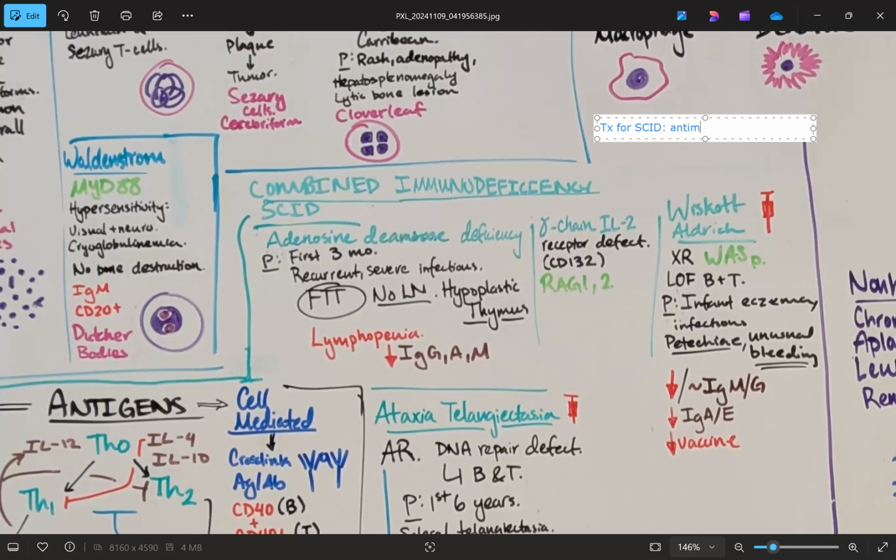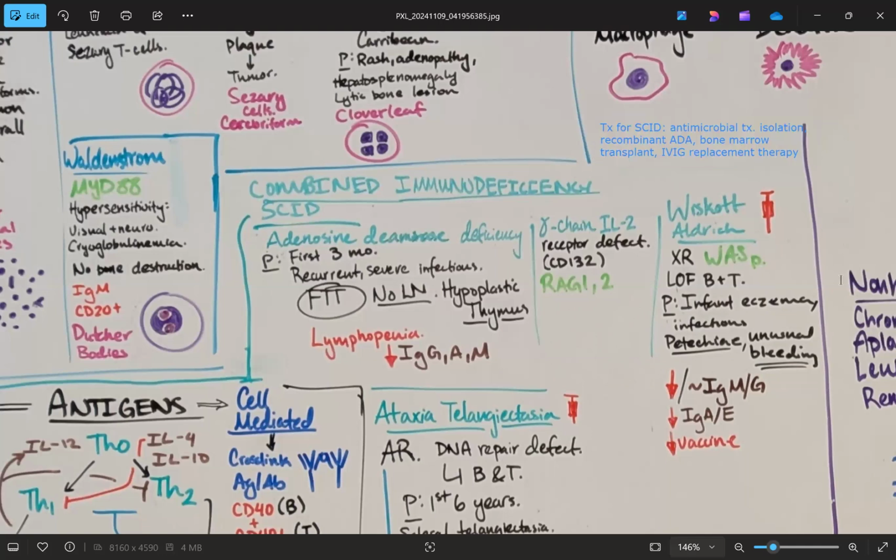You'll present with infant eczema and infant infections, as well as petechiae and unusual bleeding. Again, you'll have maybe normal IgM and G, but decreased IgA and E and decreased vaccine response. So that's why I do the little syringe there, to remind us of that.